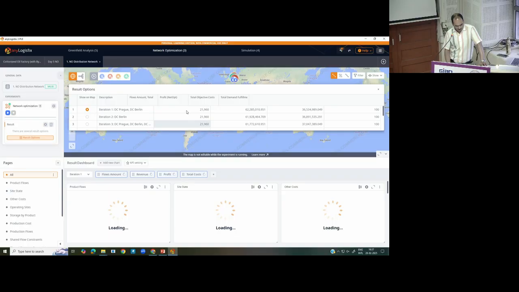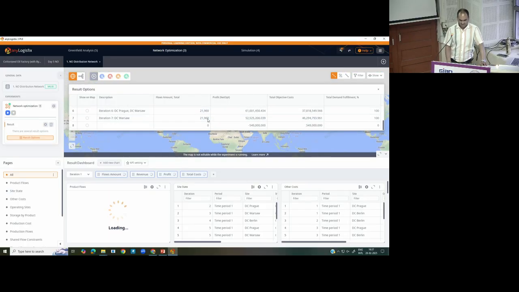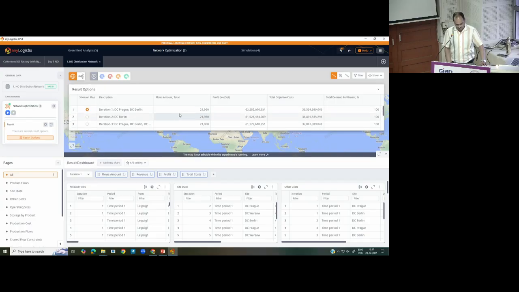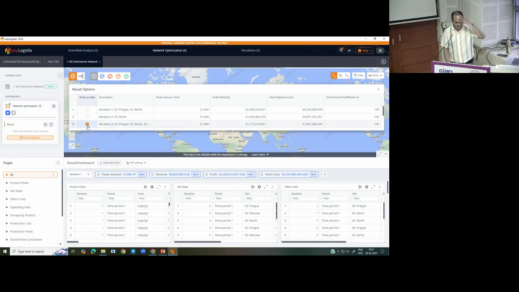So here are some options we have obtained. We considered three DCs. So this is our best result. Iteration 1, when you consider the existing DCs, DC Prague and Berlin. So this is the net profit, flows amount, total objective cost and demand fulfillment. So our profit is around 62 million. This is considering the existing 2 DCs. But if you want to consider all 3 DCs, the third option, profit is 61 million.